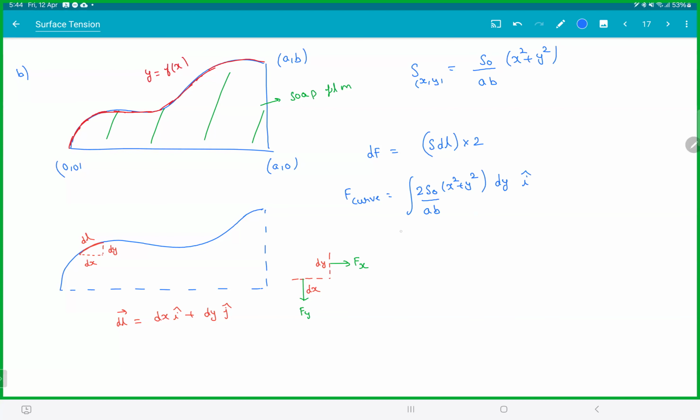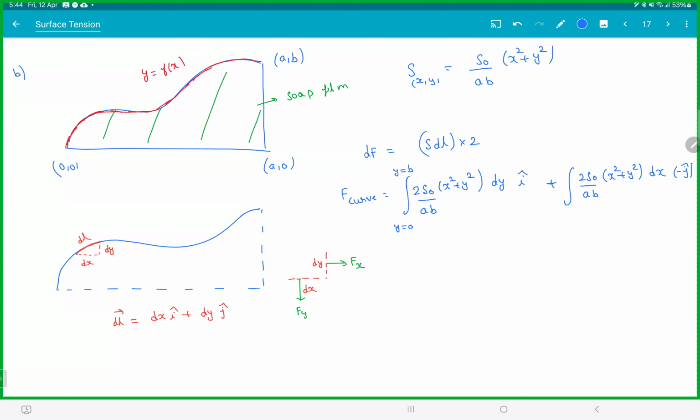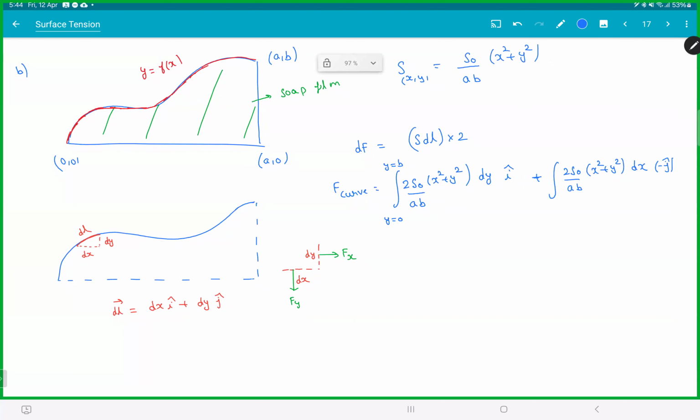These limits will go from y goes from 0 to b, plus 2 s naught ab, x square plus y square dx. This would be minus j cap, and these limits will go from 0 to a. Yeah, this is the right thing.